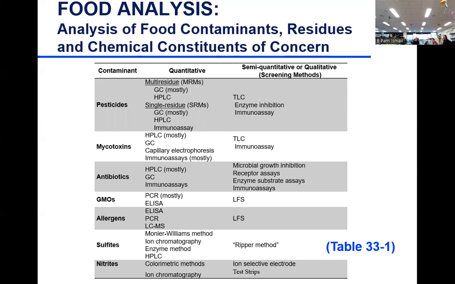And it gives you quantitative and qualitative methods. So you can see in almost all of them, you have chromatography. Okay, so HPLC, GC. We have a lot of immunoassays, ELISAs. We have chemical assays, enzymatic assays. But then also we have qualitative similar chromatography, enzyme inhibition, lateral flow strip. That's an immunoassay. So it's good to look at that. I'm going to talk about multi-residue and single residue with the pesticides in a minute.